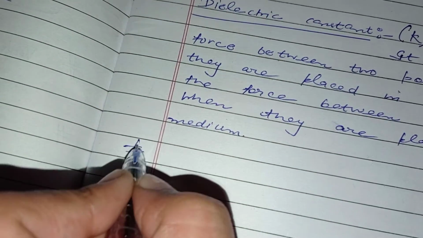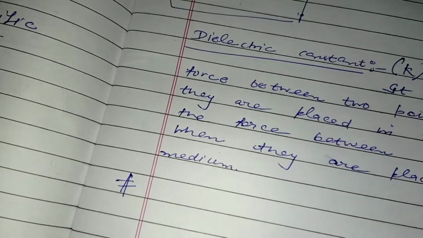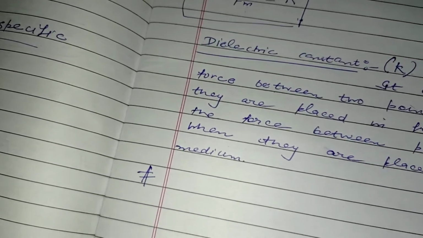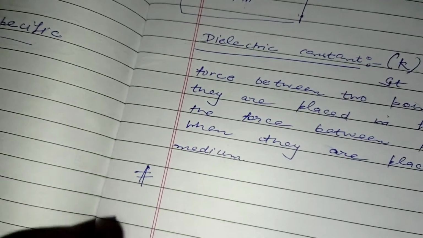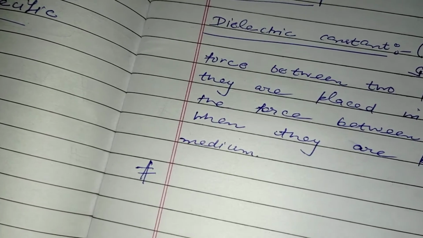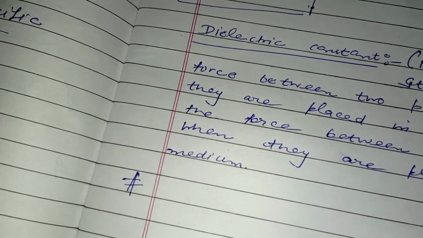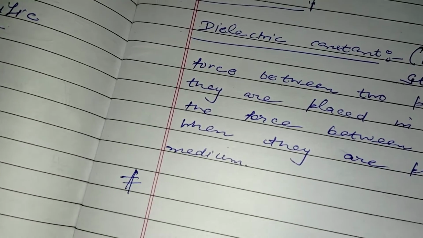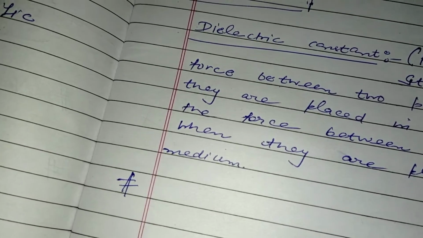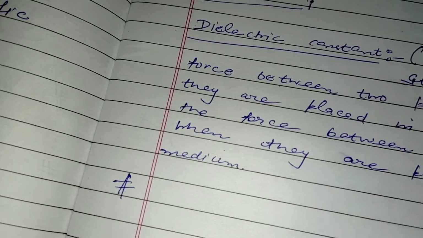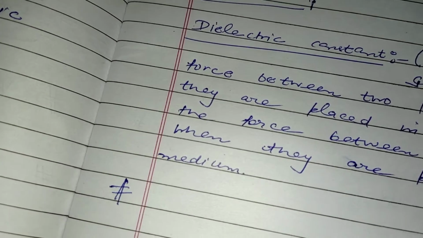Also we know that for all the mediums the value of k is always greater than 1. The minimum value of k is 1 and that value is for air. For air the value of dielectric constant is 1, for wax the dielectric constant is 2, and for water the dielectric constant is 80, right?